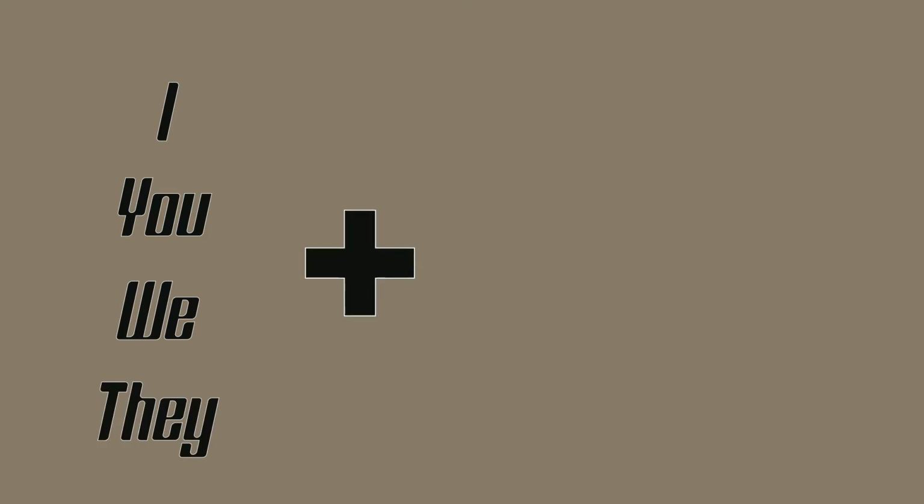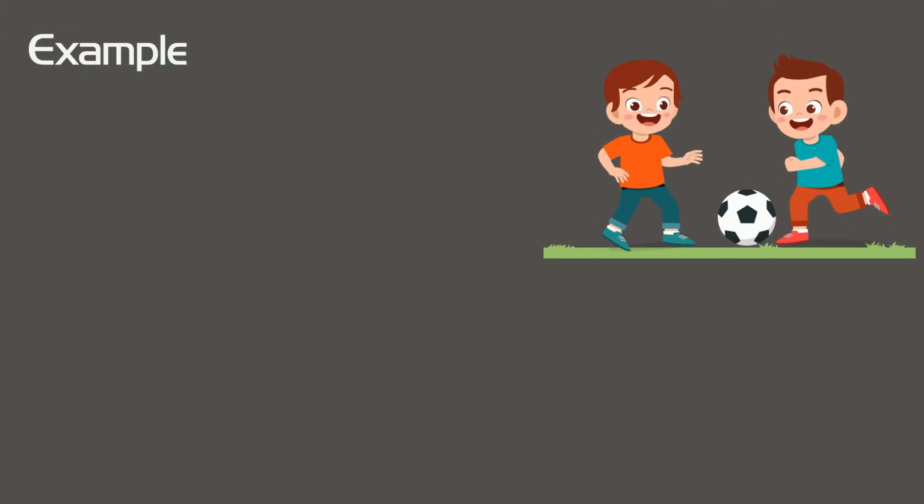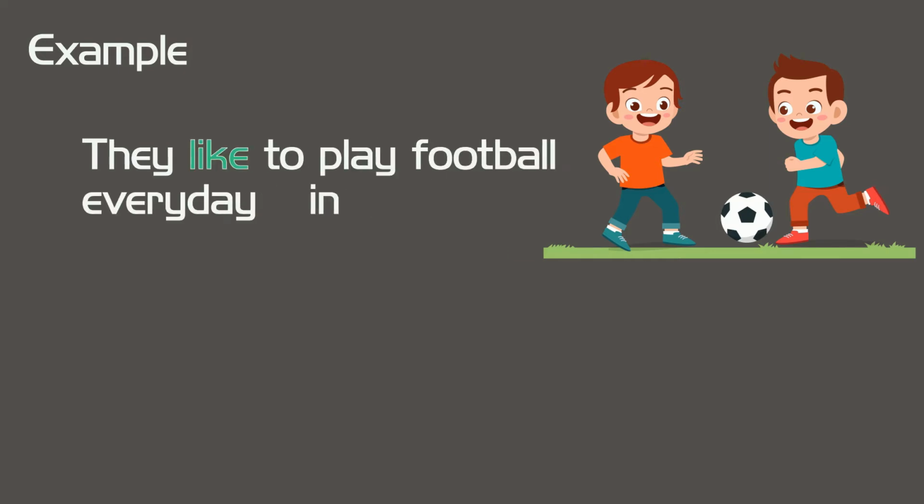So, first with I, you, we, they, plus verb, and the verb here, we don't add anything, it's infinitive. For example, as we can see here, the two kids, we say they like to play football every day in the morning. And here we don't put anything in the verb.